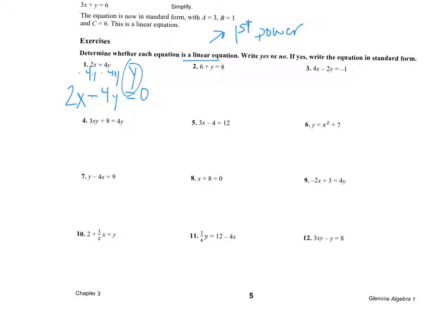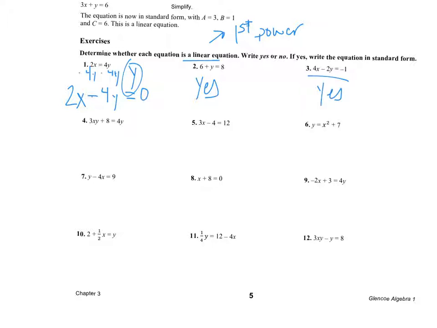Here we go, 6 plus y equals 8. Sometimes we don't necessarily have to have both x and y to make these linear, but in this case we do. If we wanted to move the 8 or the 6 to the other side, we could do that, but I will simply say that yes, this one's linear. Number 3 looks a lot like number 1, 4x minus 2y, so that one is a yes.